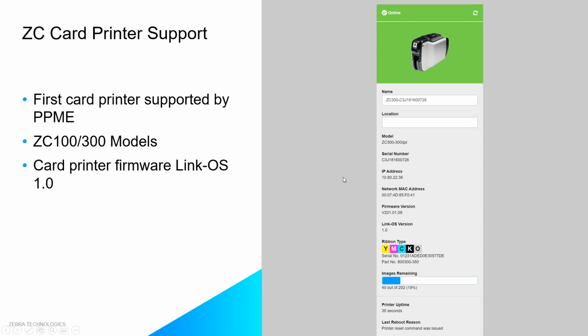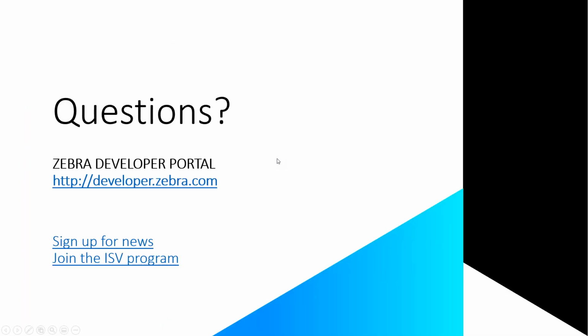Some of the things that are unique to the card printer would be the ribbon type here, and the images remaining kind of tells you how many cards you have left. So those things would be unique to the card printer. Aside from that, any of the features I've just discussed would be supported on these printers. And so aside from that, that's pretty much all I had. I think I'm ready for questions.